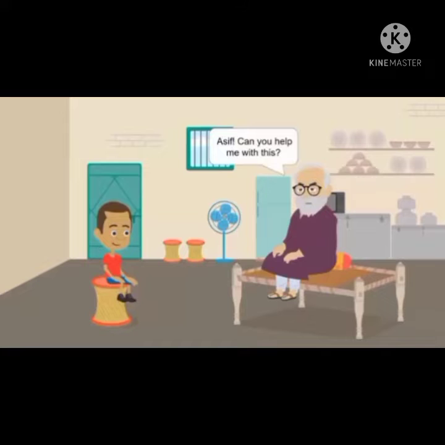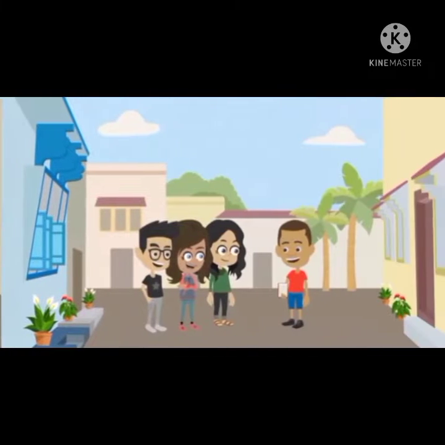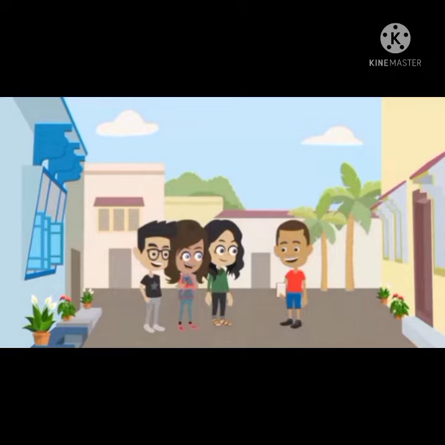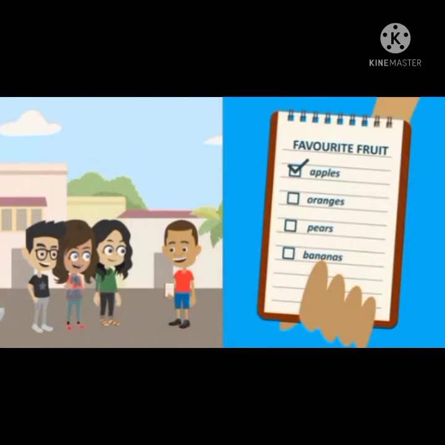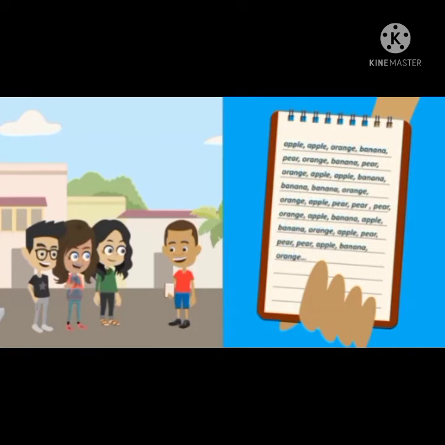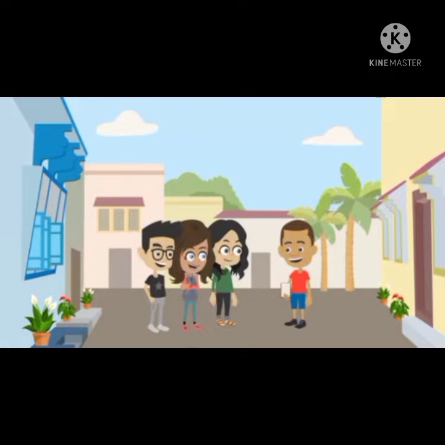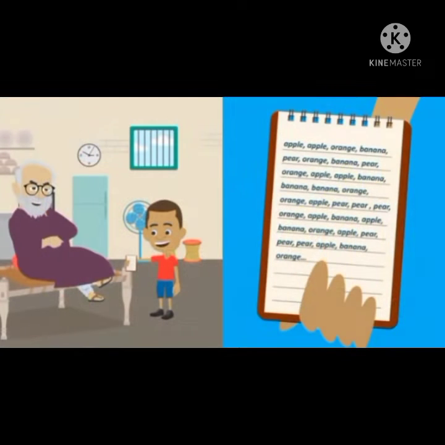Asif, can you help me with this? Asif asks all the students in school what their favorite fruit is. Each student can only select one fruit of their choice from apples, oranges, pears, and bananas. After asking all the students, Asif presents the gathered information to Dadajan. Dadajan, we asked all the students for their choice of fruit, and here are the results of our survey.